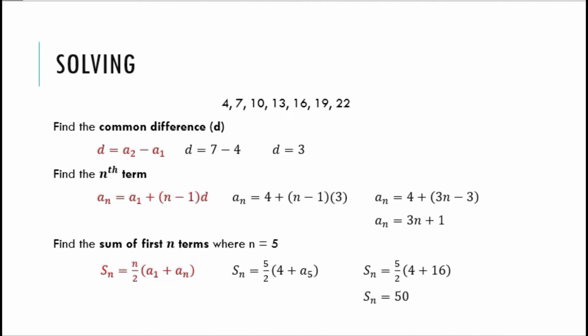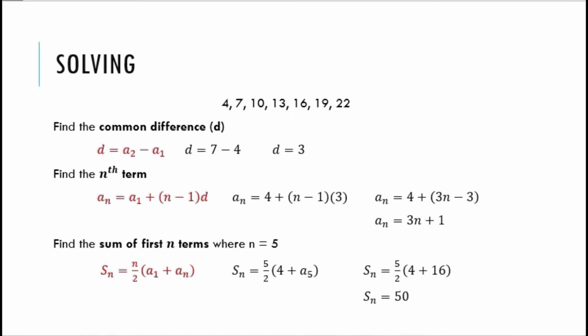And next, to find the nth term, we use this formula, which is a sub n equals the first term plus n minus 1 times the common difference. So in our case, the first term here is 4, and now we'll add that to n minus 1 times 3, which is the common difference. So we will get 4 plus 3n minus 3, which will give us 3n plus 1. So for example, we'll be asked to find the 10th term. So what you'll do is just substitute 10 into n, and that will give you the value of the 10th term.